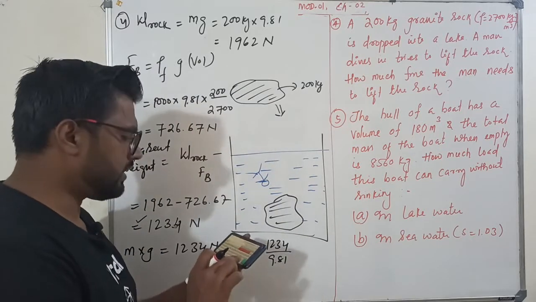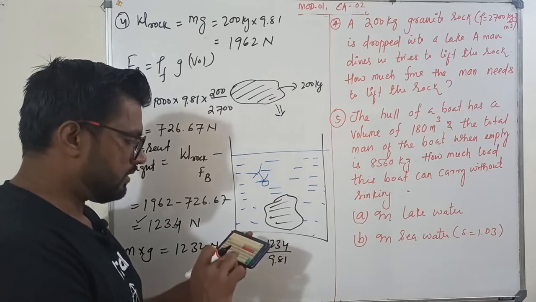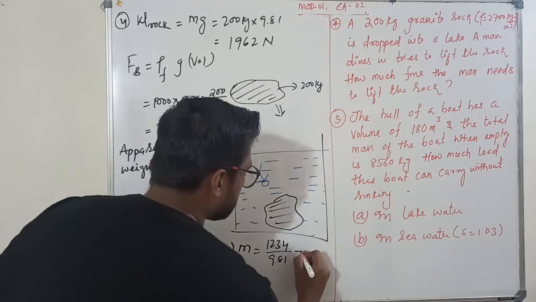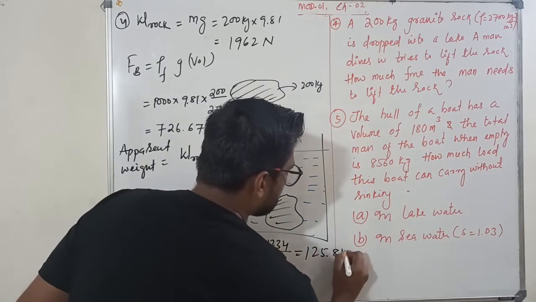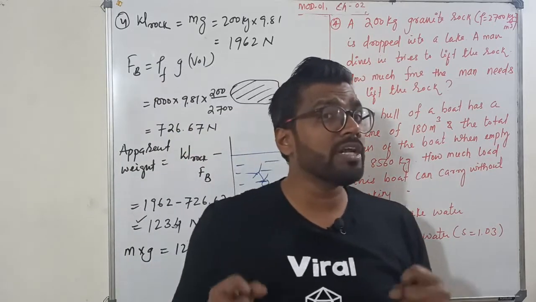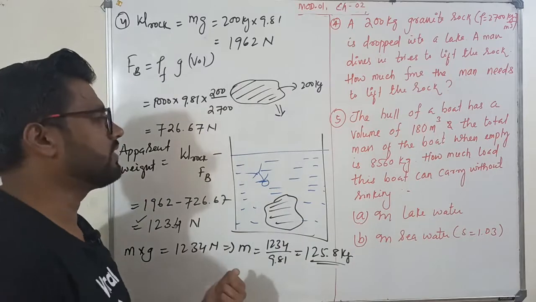Fantastic. Very, very good. Divided by 9.81, I am getting an answer of 125.8 kg. So, if this man can lift 125.8 kg in air, then definitely he can lift the rock.